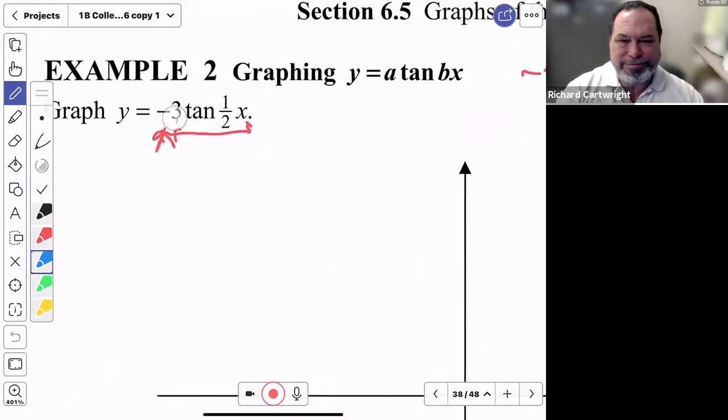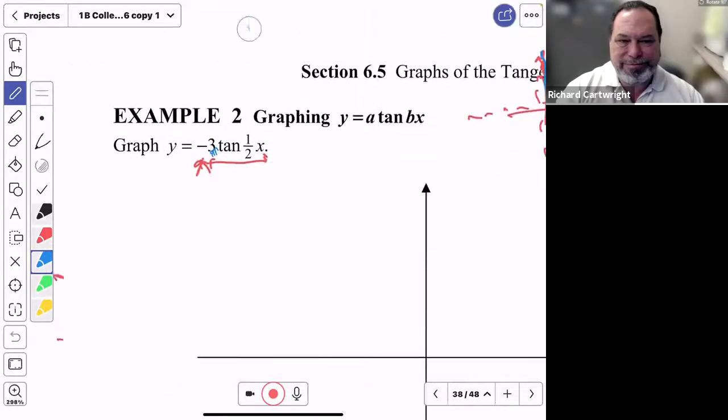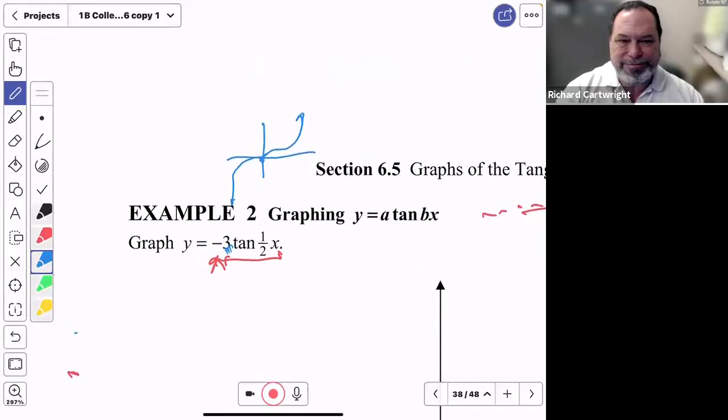That's what happens with a negative tangent. The 3 is a vertical stretch. You almost can't even tell in my picture. How do you stretch something that is going towards an asymptote? How do you stretch it?